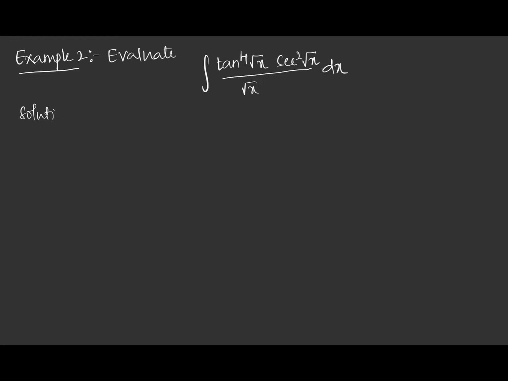Solution. Consider the given integral. So what is the given integral? I is equal to integration of tan power 4 root x into secant square root x divided by root x into dx. So here this can be solved in two steps. Either we can take the first step.